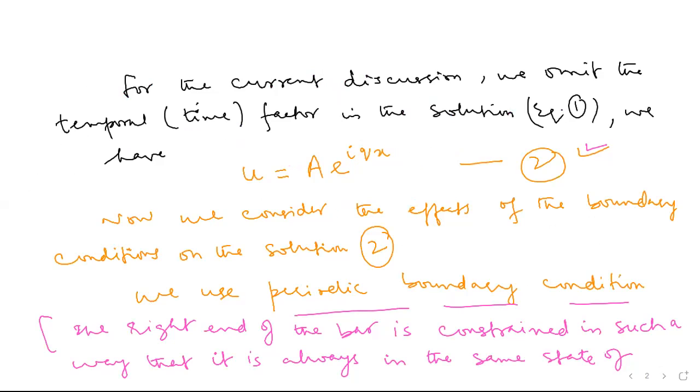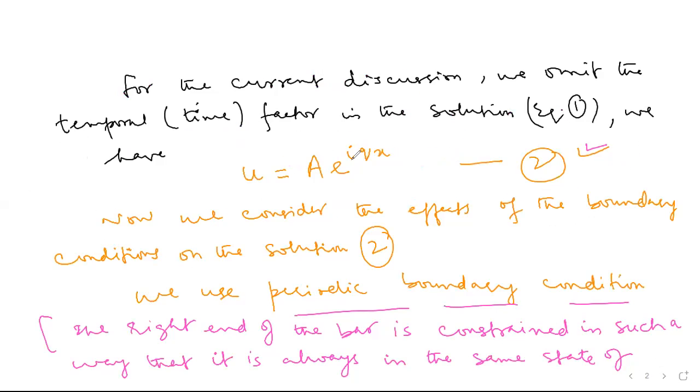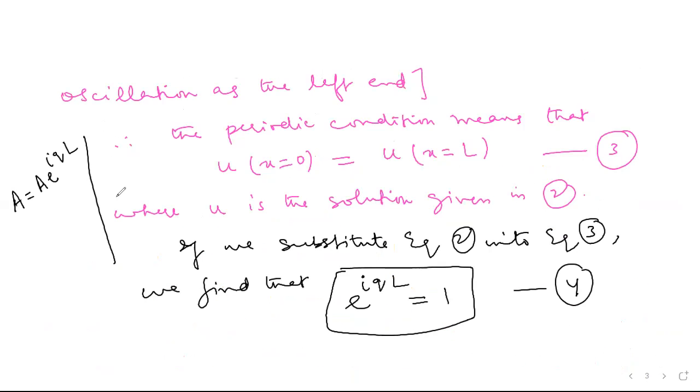From the left hand side, u of 0, that is a, when you put 0, it is 1. Then the right hand side is u at x equal to L. When you put x equal to L, it becomes a e raised to the power iota ql. So you do that, a will cancel out. So you will get e raised to the power iota ql is 1. I name it equation 4. Now this equation, let me write it on the next page.